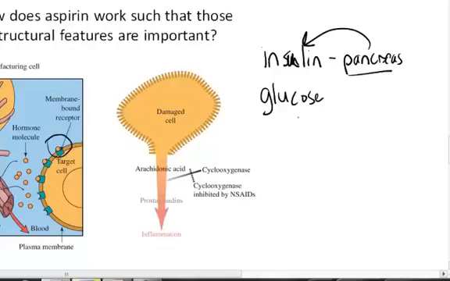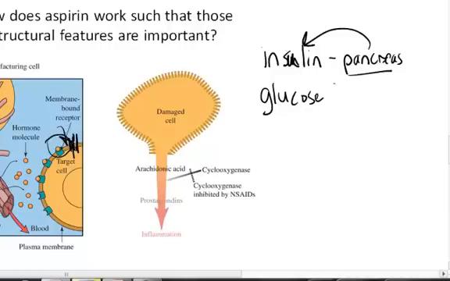And the insulin will then bind to certain membrane-bound receptors, and that binding of the insulin will cause another channel across the cell to open and allow the glucose to be taken up by cells. Okay, so insulin is a hormone that regulates the uptake of glucose in cells.